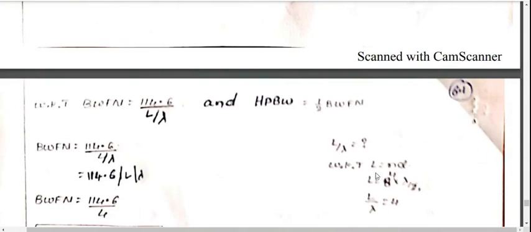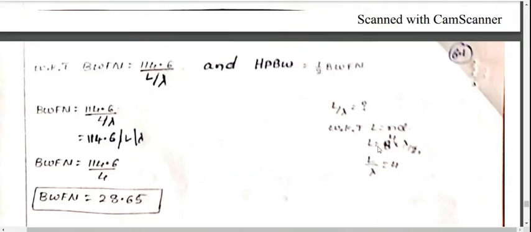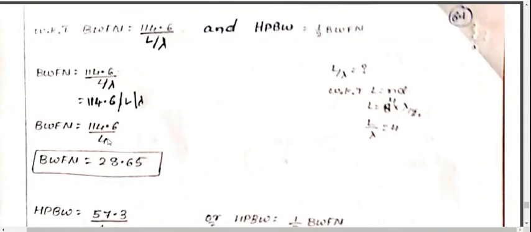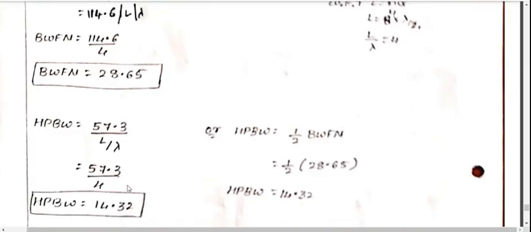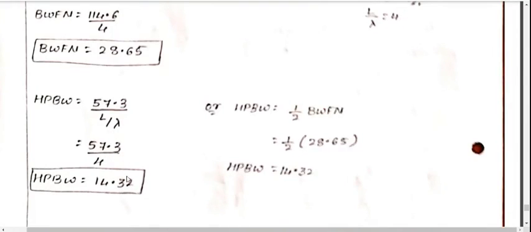We know that L is equal to n into d. What is n? n is 8 here, into lambda by 2. So 8 by 2 is 4, so 4 lambda will be there here. So L divided by lambda is 4 here. So if we substitute the value 4, we'll get 28.65 here. Half power beamwidth is nothing but this divided by 2, we can make it here. So the half power beamwidth is equal to 14.32 here.